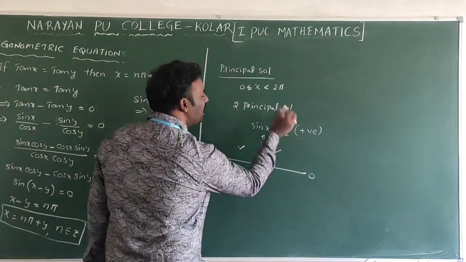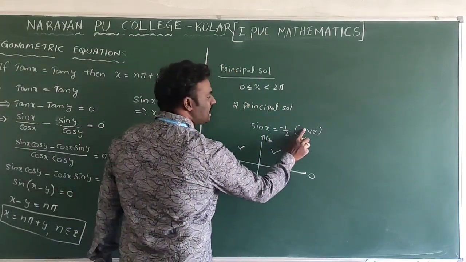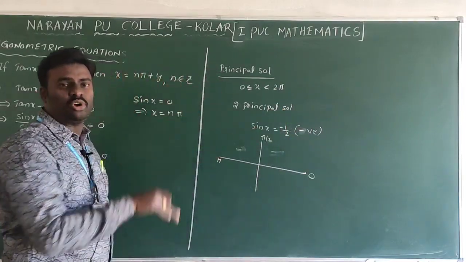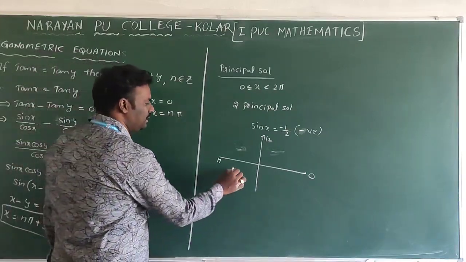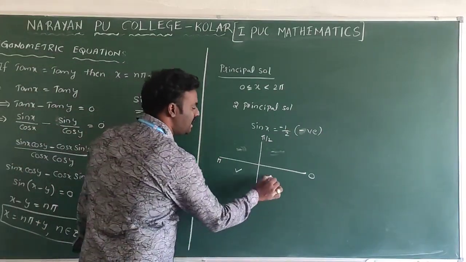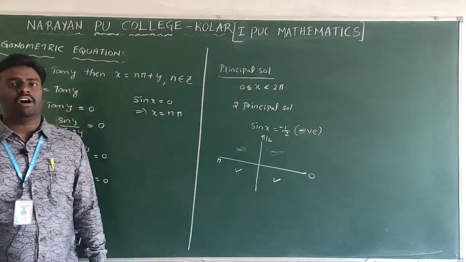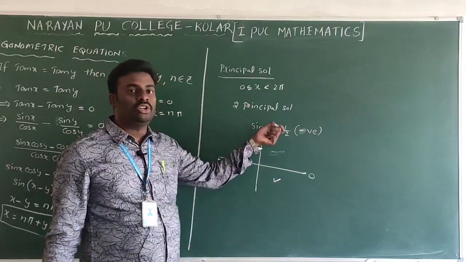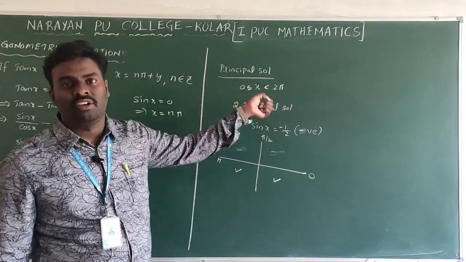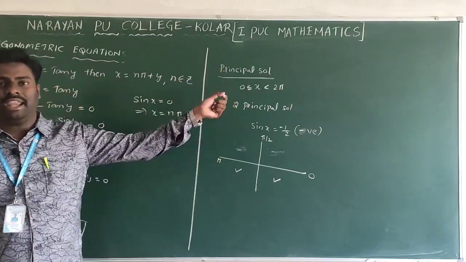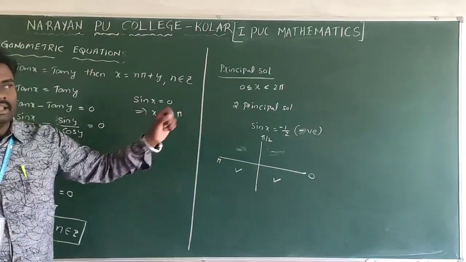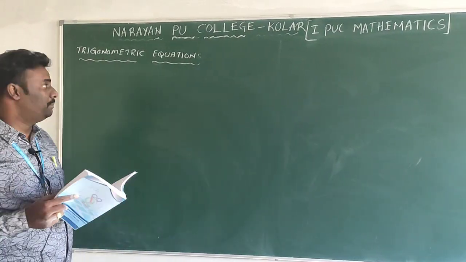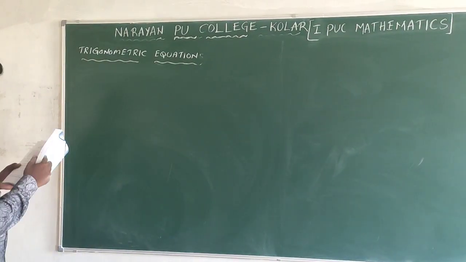For example, if you take negative, sin x is equal to minus 1 by 2. Sin is negative in which quadrant? Sin is negative in the third quadrant as well as the fourth quadrant. Again, how many solutions will we get? 2 solutions. That's why 2 principal solutions will exist for every trigonometric equation. Okay, right. Now we'll start problems based on this general solution concept and principal solution.